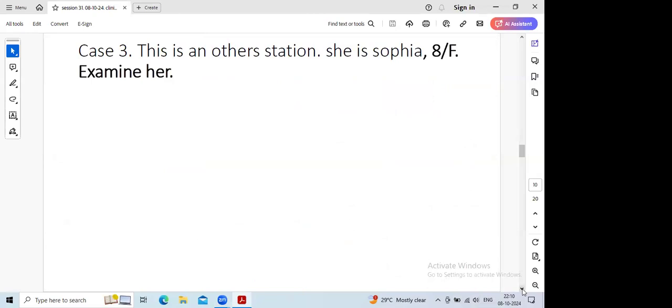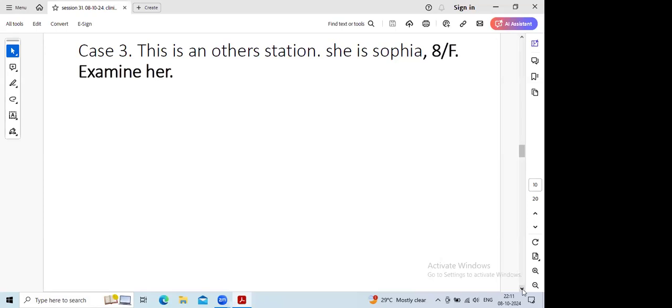So this is another station. I introduce you, child Sophia. She's 8 years old. Just examine her. Do a general examination and proceed in accordance with your findings. I'll start. I'll wash my hands. I'll go inside. I'll introduce myself: I'm Dr. Vidya, one of the candidates for the exam. Hello, Sophia. I'll also greet her accompanying person. So may I examine you, Sophia? Is it okay? Sophia's mom says okay, and Sophia is smiling at you.